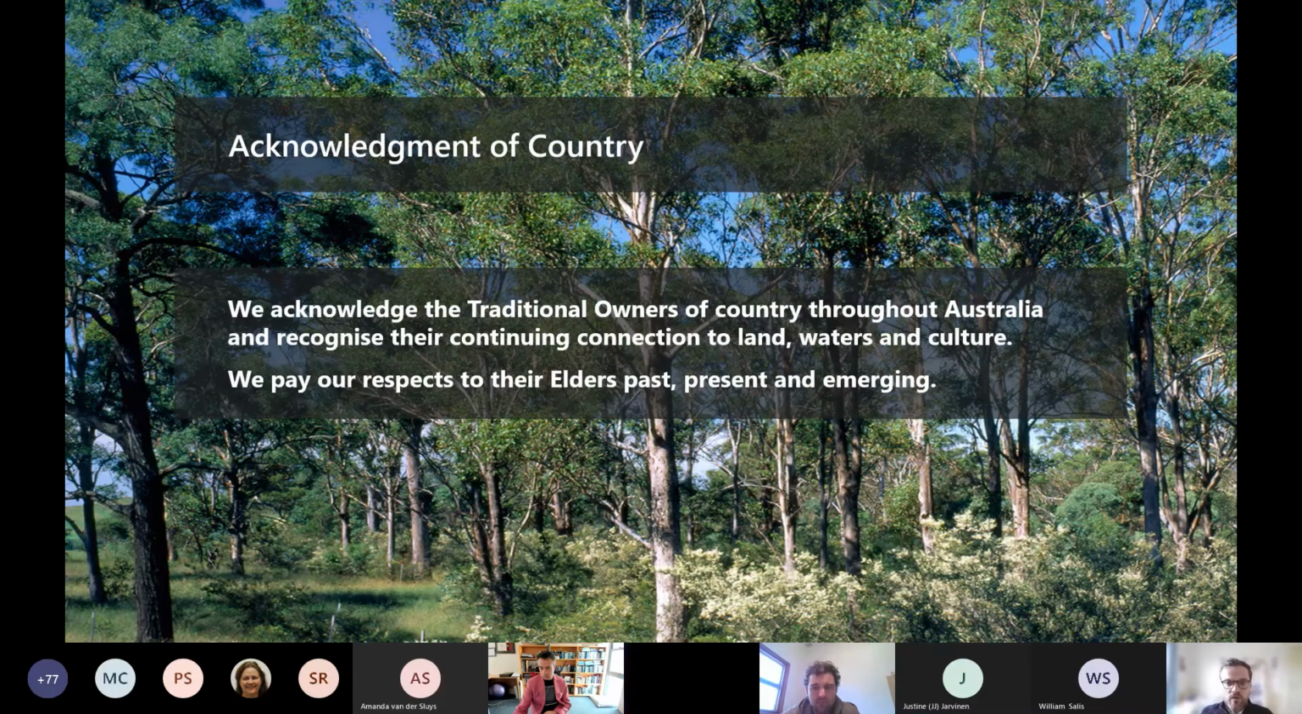Okay, so before we kick off, I wanted to acknowledge the traditional owners of country throughout Australia and recognise their continuing connection to land, waters and culture. Pay my respects to their elders past, present and emerging. Where I am, I'm on the land of the Boonwurrung people of the Kulin Nation, and I'm sure everybody on the call pays their respects to traditional owners where you are in Australia.